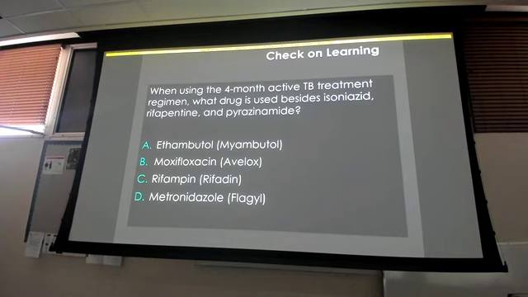Using your 4-month active TB treatment regimen, what drug is used besides isoniazid, rifapentine, and pyrazinamide? All right.